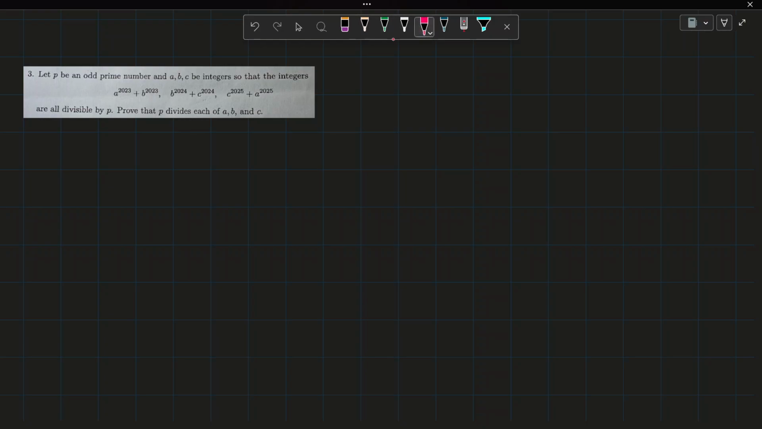So first I will begin with a claim. This is an easy claim. I don't think it's very hard to prove that if P divides A, then P divides B and P divides C, and symmetric, which means that if P divides B, then we can say the same thing about A and C. Okay, and same for C. So this proof is not very hard.